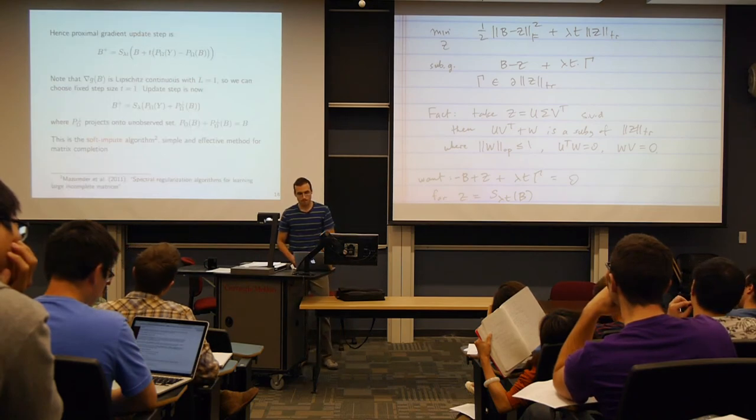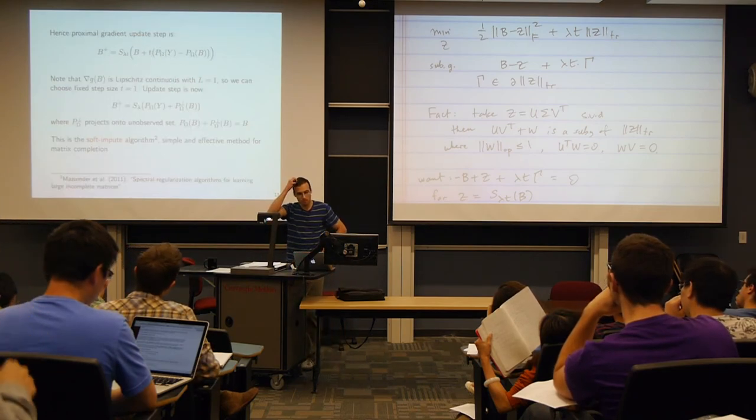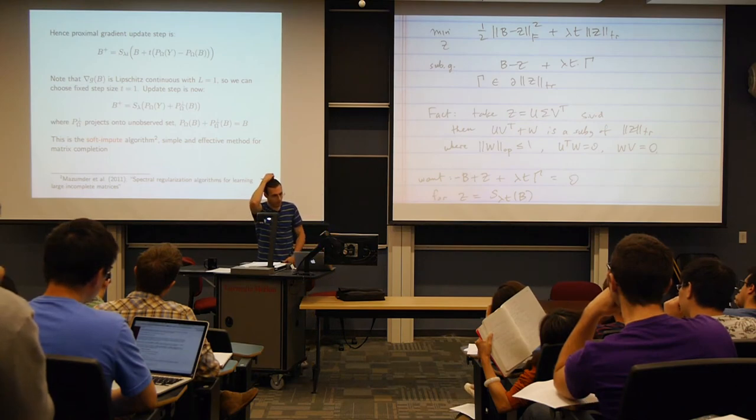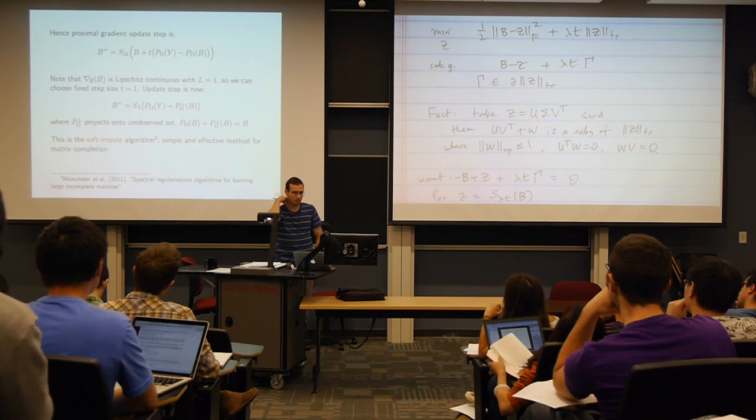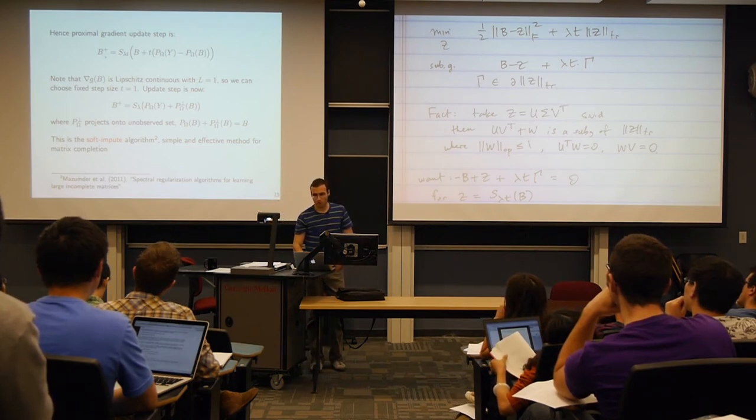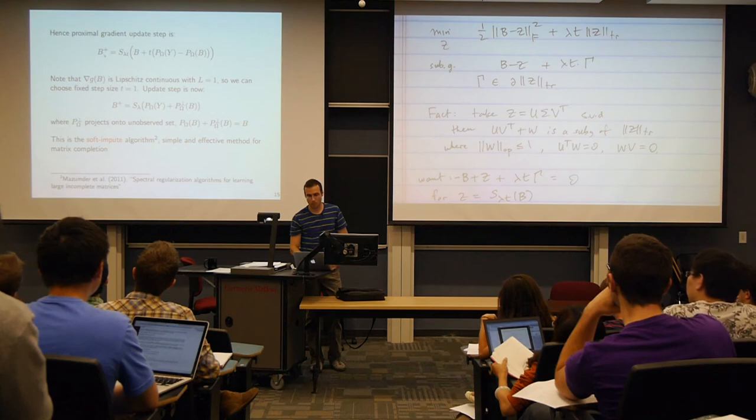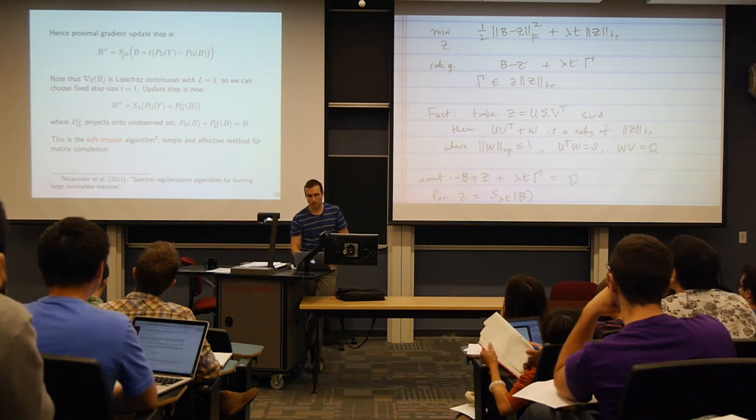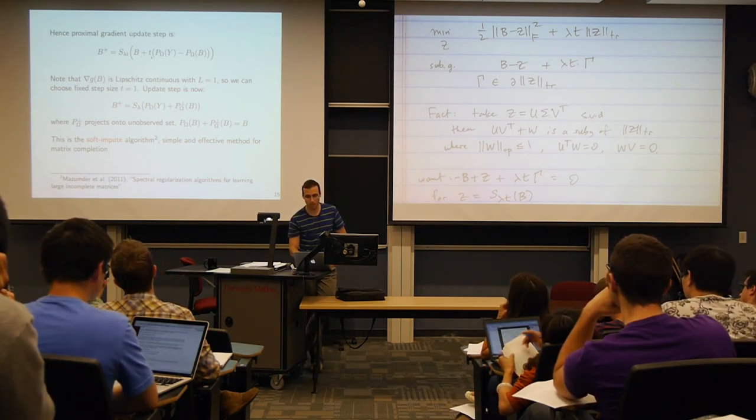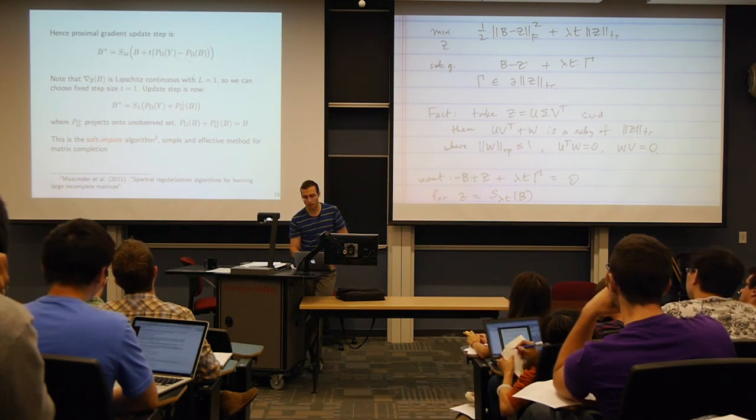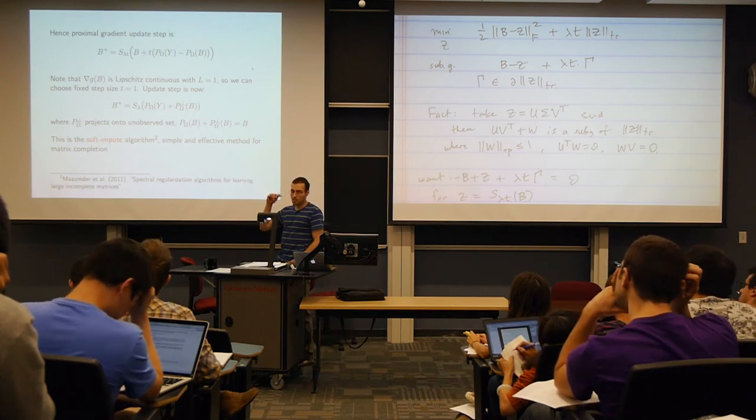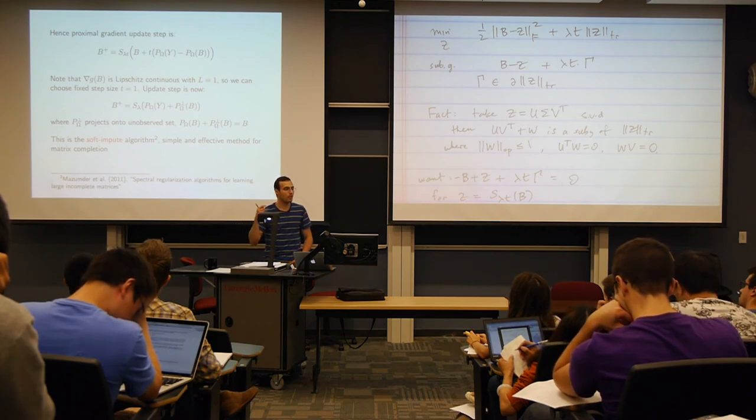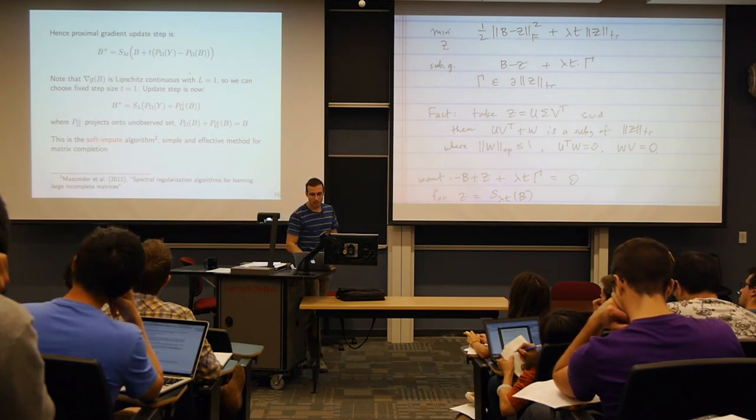And what is the result? The result is actually the following algorithm, which we call the soft impute algorithm for matrix completion. Following the rules for gradient descent, we have B plus, the next matrix in our update. It's just the matrix soft thresholded version of B plus t times the negative gradient, P_Omega(Y) minus P_Omega(B). That's what we might think of as the proximal gradient updates for matrix completion for an arbitrary step size t.